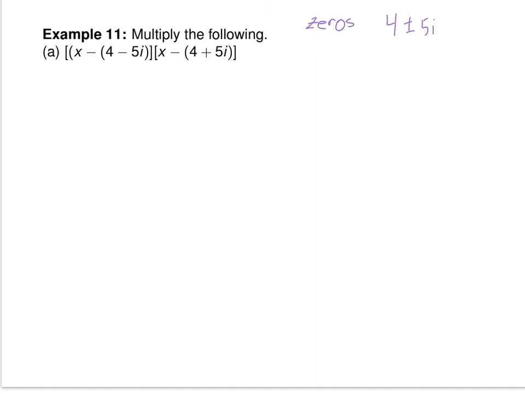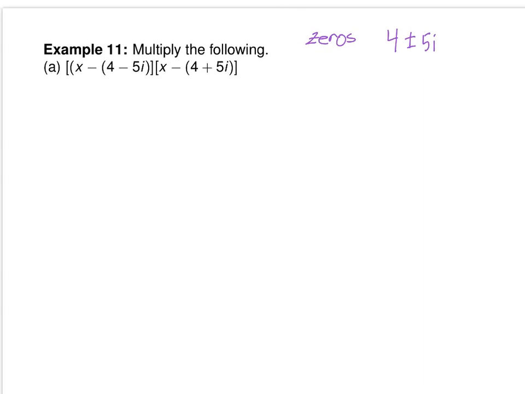When you plug in 4 minus 5i, sorry, you can't see that. When you plug in 4 minus 5i, that makes the first one 0, right? When you plug in 4 plus 5i, you make the second one 0. So I want you to multiply these together. I think the best way to do this is to first take that negative sign in both of them and distribute it. So make this into x minus 4 plus 5i times x minus 4 minus 5i. I want you to multiply that together and see what happens.